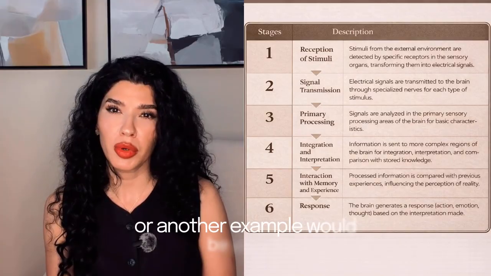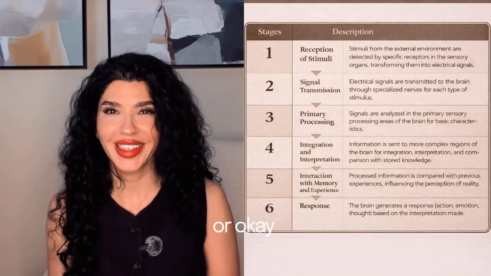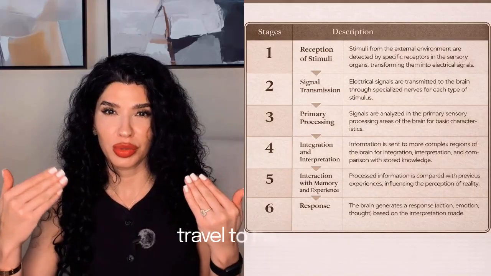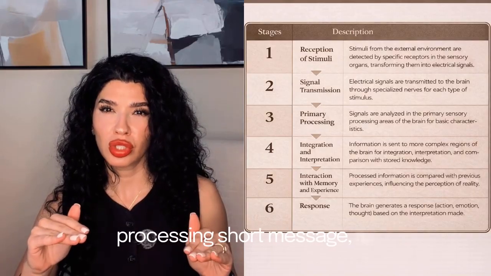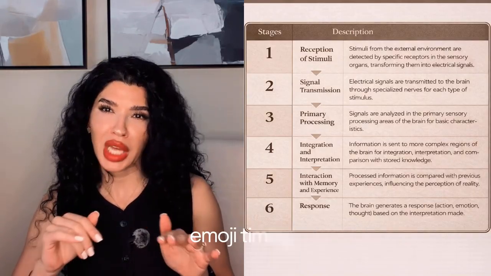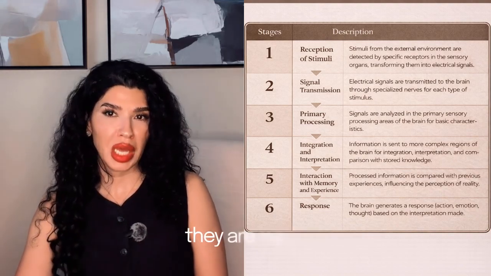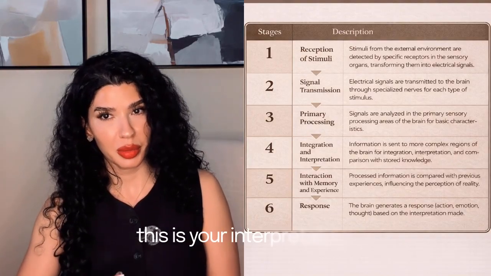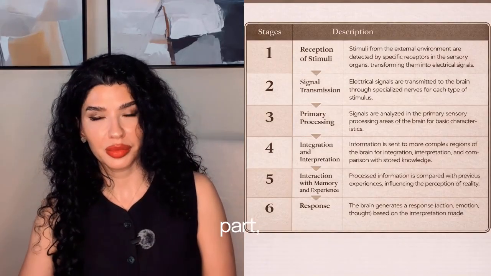Or another example would be you see a text, "okay," or "okay." Transmission, visual signals travel to the brain. Processing, short message, no emoji, timing. Interpretation, they are mad or they are busy. This is your interpretation. And now we arrive at the most important part.